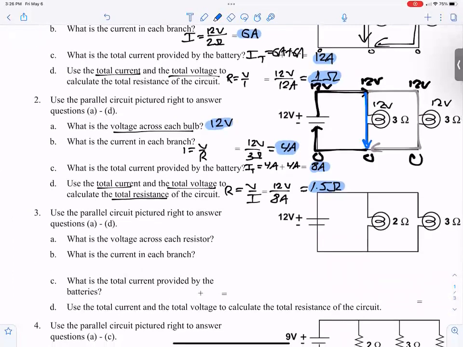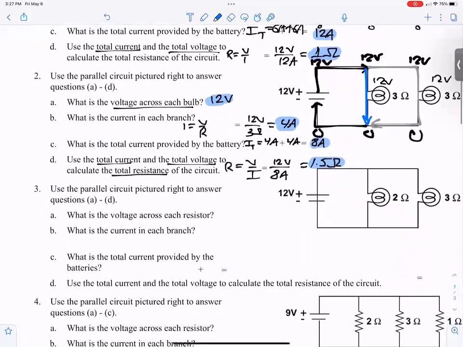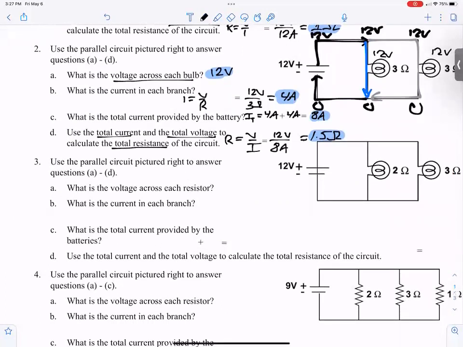Okay, now we can see we're working with nothing but parallel circuits. So we can see that the current is going to be splitting up and the voltage should be the same through each resistor. Voltage is the same in parallel. So question number 3, we're dealing with this circuit. Now the main difference is the bulbs have different resistor values.